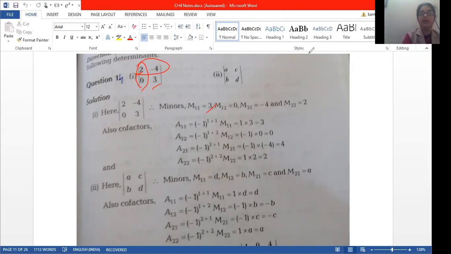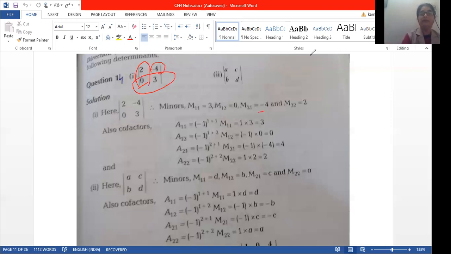Then what is a12? A12 is minus 4. Now where does minus 4 lie? In this row and in this column. So we are left with 0, so M12 is 0. Clear? Then the next element is 0. Where does this element 0 lie? In this particular column and in this particular row. So we are left with minus 4. So minus 4 will be the minor.